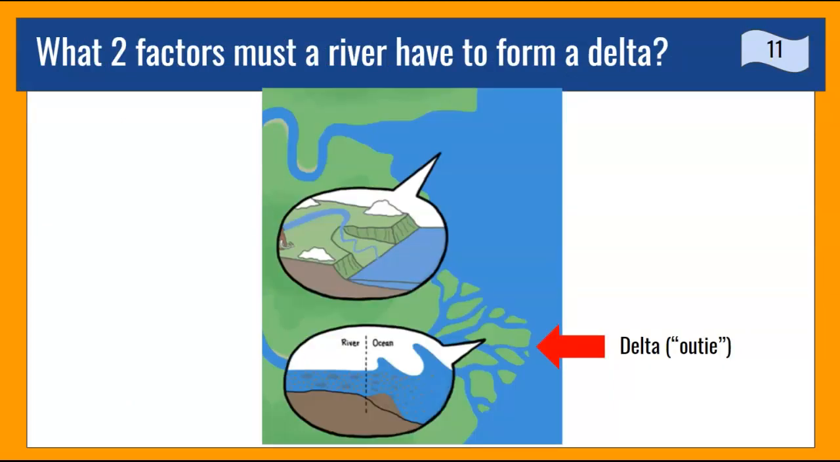What two factors must a river have to form a delta? The delta is formed below. You can see where the red arrow is pointing. Look at the picture for a clue.